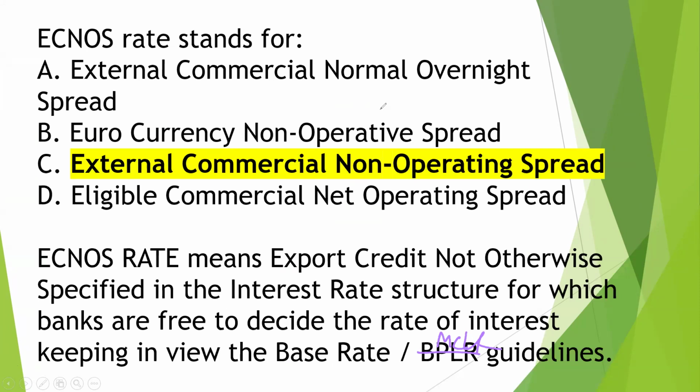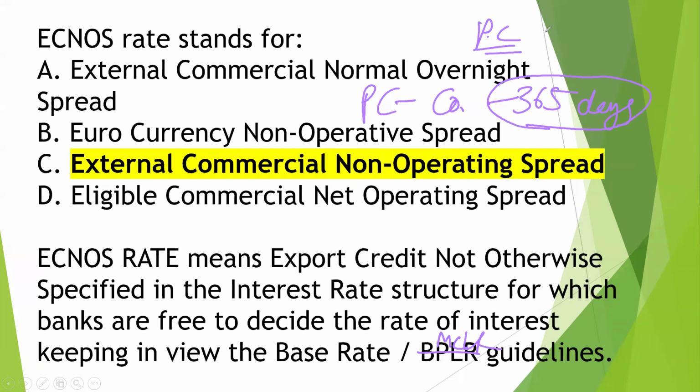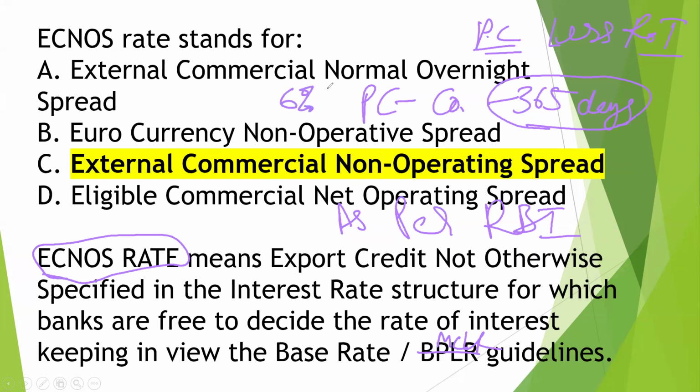Suppose you have given packing credit to one company, but this company is not able to get the payment in 365 days, or the trade is not settled in 365 days. After those 365 days finish, the rate changes, because for packing credit banks give loans at a lower rate of interest. But if the trade is not completing as per the RBI guidelines, in that case the bank will put the ECNOS rate. Suppose for PC the bank is giving 6% rate of interest, but if the transaction is not completed within the guideline, suddenly the ECNOS rate will be applicable, which will be around 12 to 15% rate of interest.